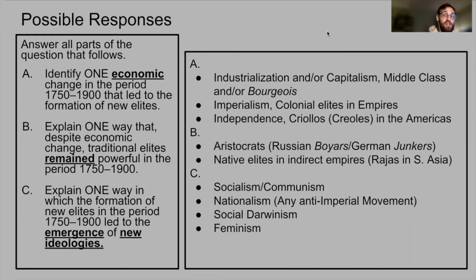Independence, especially in Latin America, allowed the criollos or the Creoles to gain new status they previously had not had under Spanish rule because of the peninsulares who had dominated those administrative or economically powerful positions. So those are some possible answers to that one.